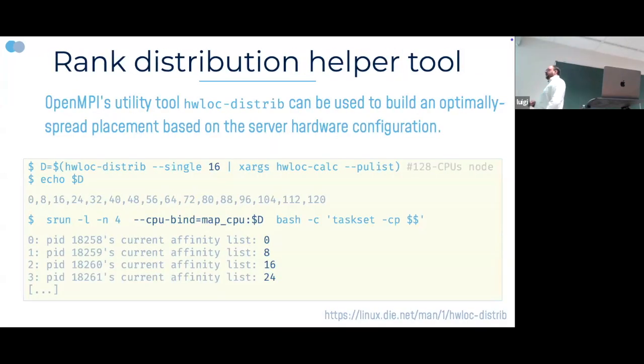And to do that, you can use hwloc-distrib. You give it 16, which is the number of CPUs that you want to use. And then this part here is to write the information there in a way that Slurm can use. And I put everything in a variable called D. And then if I run srun with --cpu-bind=map_cpu and then this here, I have each process set up by Slurm on exactly the CPUs that I have chosen. Does that make sense? Yes.